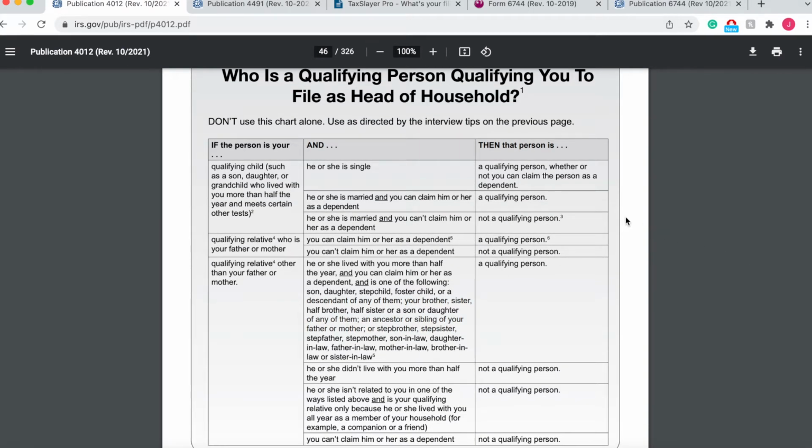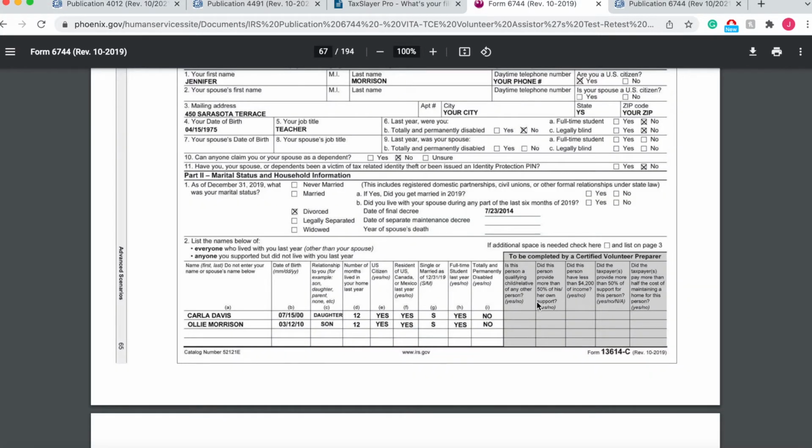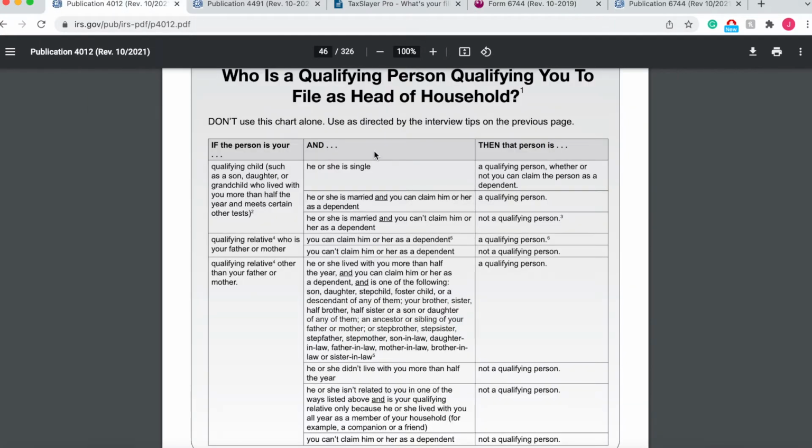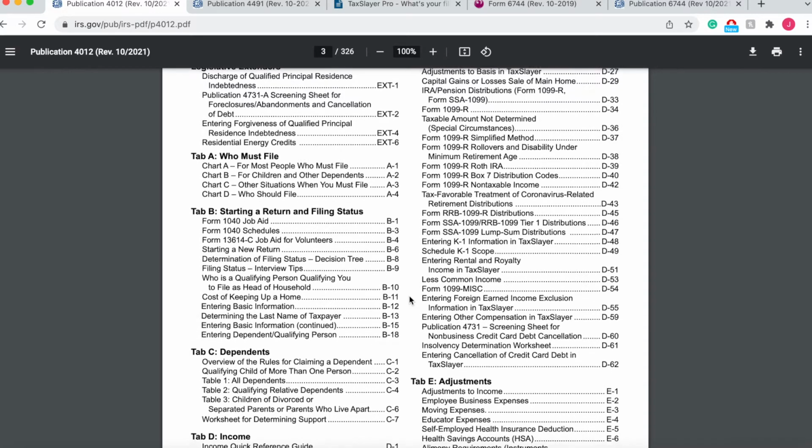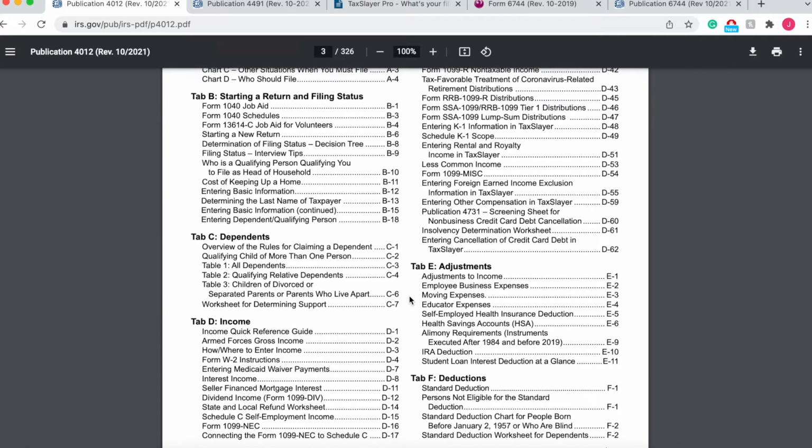So now that we've used the table of contents to navigate to the proper page to determine if a person qualifies you to file as head of household, we quickly run into this definition again of a qualifying child or a qualifying relative. So this is where it's important during your interview with the taxpayer that you fill out this section right here. We're just going to go ahead and do that now. We'll come back here after we do that, which again, you would do this step during the actual interview prior to actually starting the return.